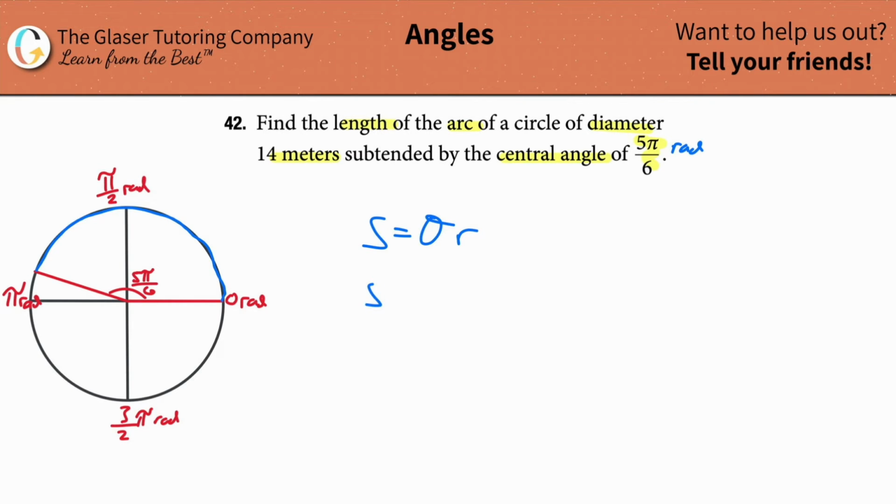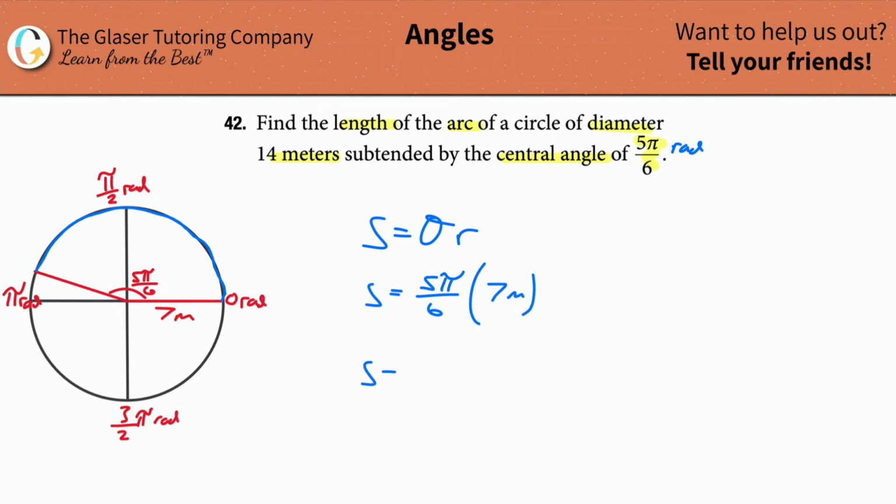So we know the angle in radians. They told it to us. It was 5 pi over 6, so that's easy. Just plug it in. But what did they tell you about the radius? Well, they didn't tell you the radius, they told you the diameter. But if you know the diameter is 14 meters, what's the radius, ladies and gentlemen? The radius is half of that, right? In other words, it is 7 meters. So you're going to take that now and multiply it by 7 meters.